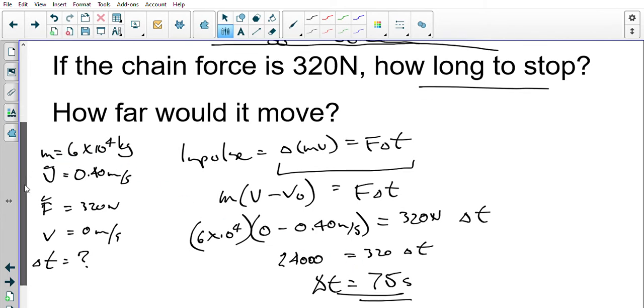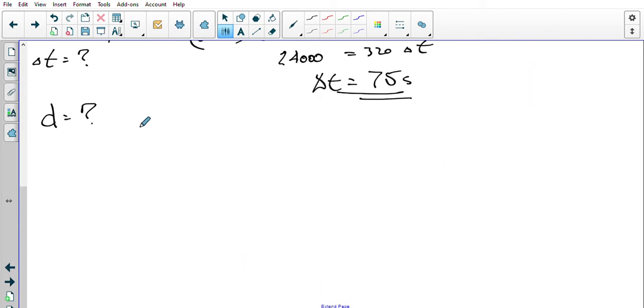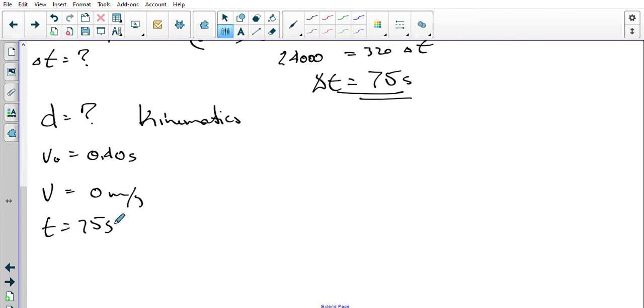Then the next question is, well, how far would it move? If we take a look at momentum and impulse, there is no d. So this comes down to not being a momentum impulse question, but a kinematics question. So we know our initial velocity is equal to 0.40 meters per second. Our final velocity is 0 meters per second. Our time is equal to 75 seconds.